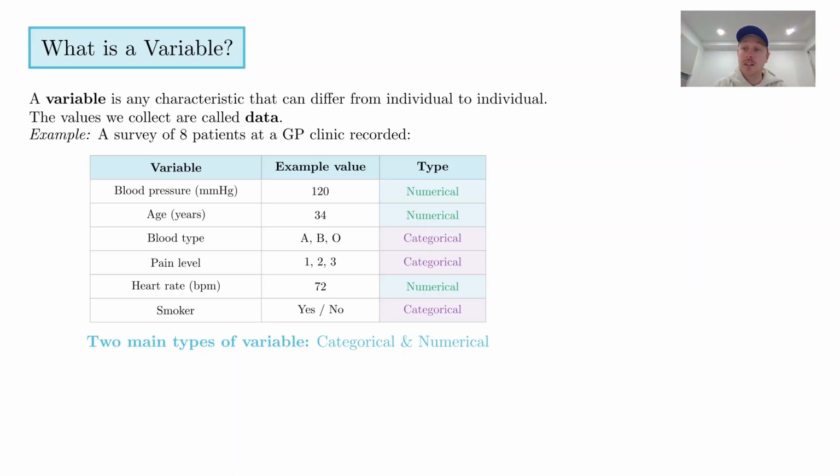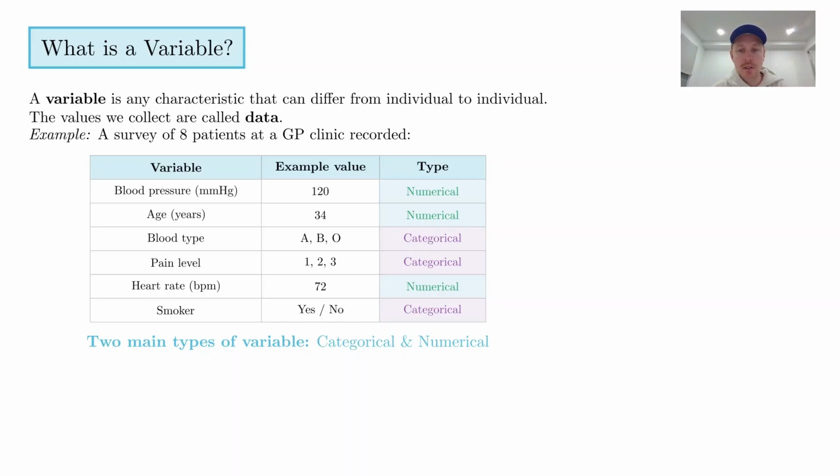And this is where from like year 8 all the way up to year 12, and so this is obviously the year 12 version for general maths. And well, the first thing we need to understand is what is a variable. So a variable is any characteristic that can differ from individual to individual, and the values we collect about that individual are called data. So for example, imagine you go to a GP clinic and they survey 8 patients.